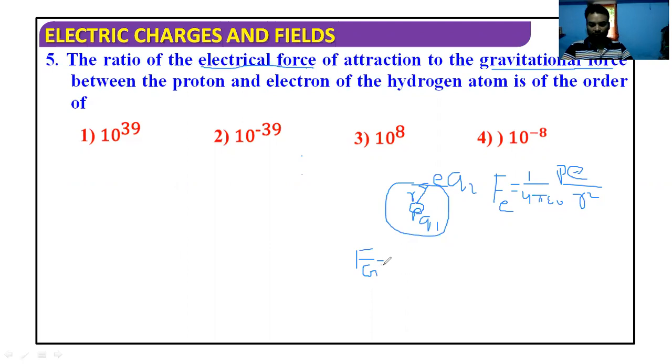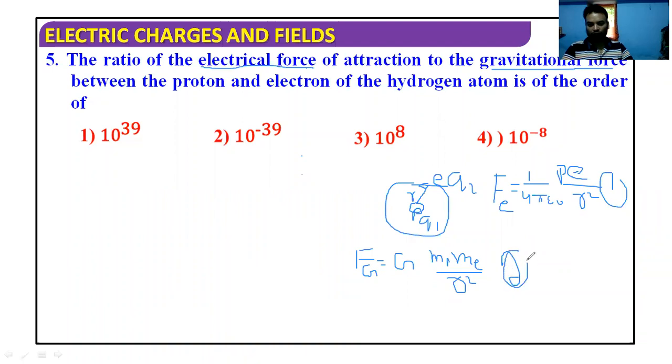So gravitational force is G, capital G, the universal gravitational constant, times the mass of the proton, times the mass of the electron, divided by the square of the distance between them. In the gravitational force we deal with the masses, while in the Coulomb force we deal with the charges. Call this equation number 1 and this equation number 2.